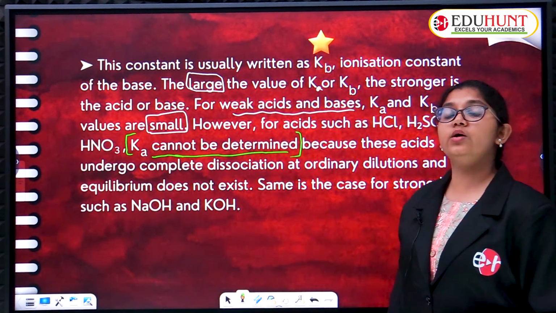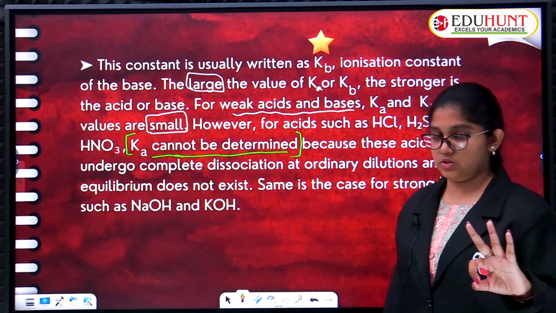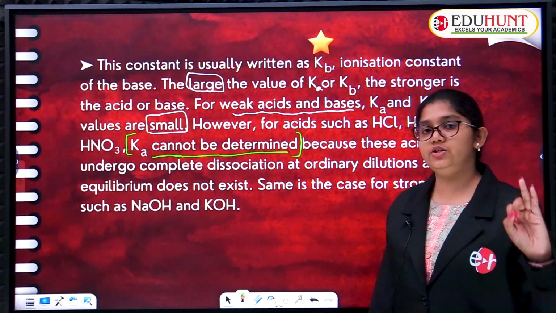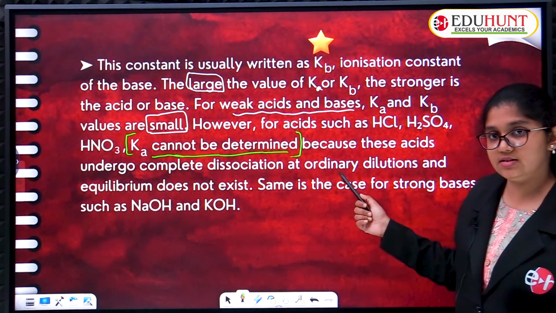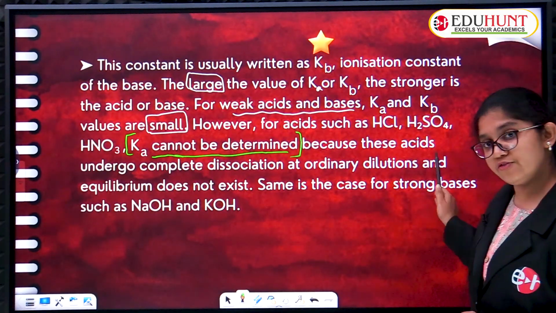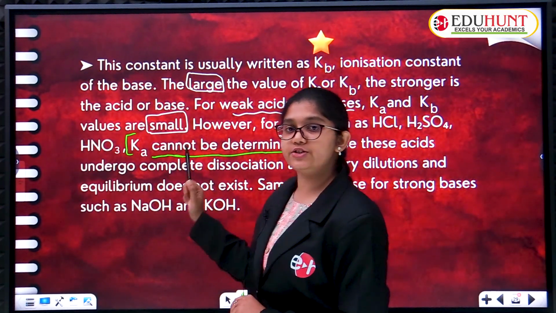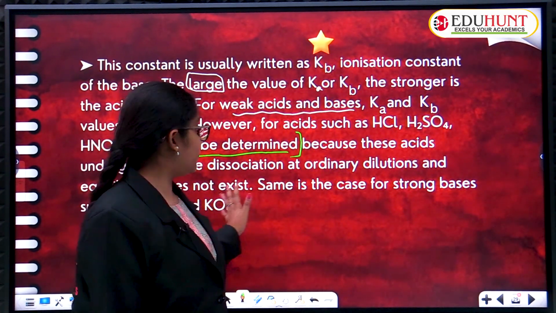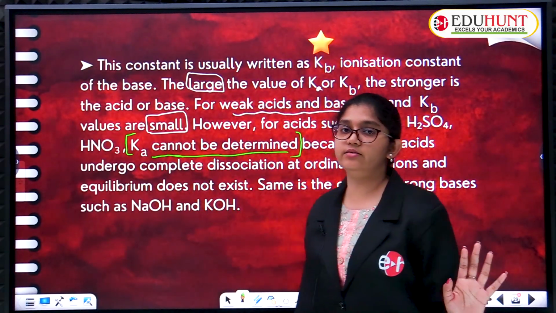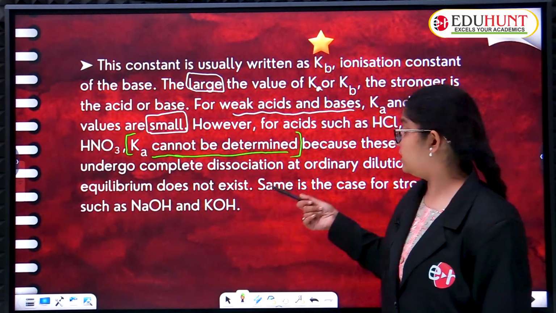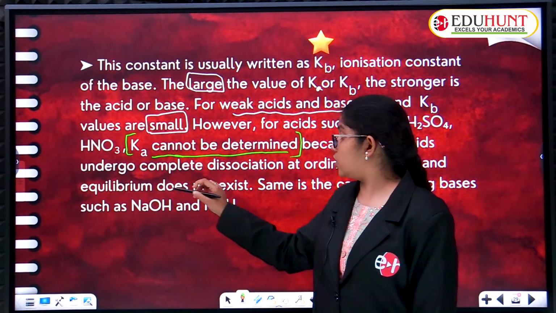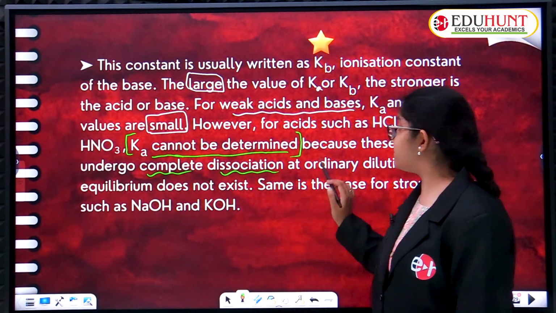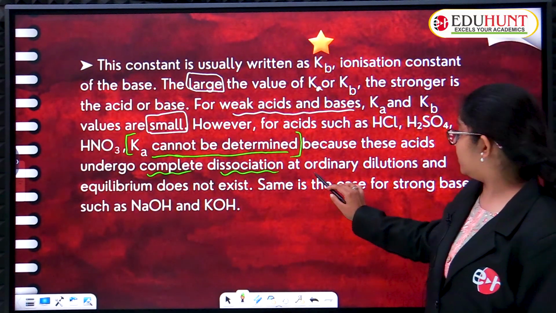The Ka value cannot be determined for three acids. What are the three? HCl, HNO3 and H2SO4. HCl means hydrochloric acid, H2SO4 means sulfuric acid, HNO3 means nitric acid. For these three, the Ka value cannot be determined. Why? Because these acids undergo complete dissociation. What dissociation, children? Complete dissociation at ordinary dilutions.